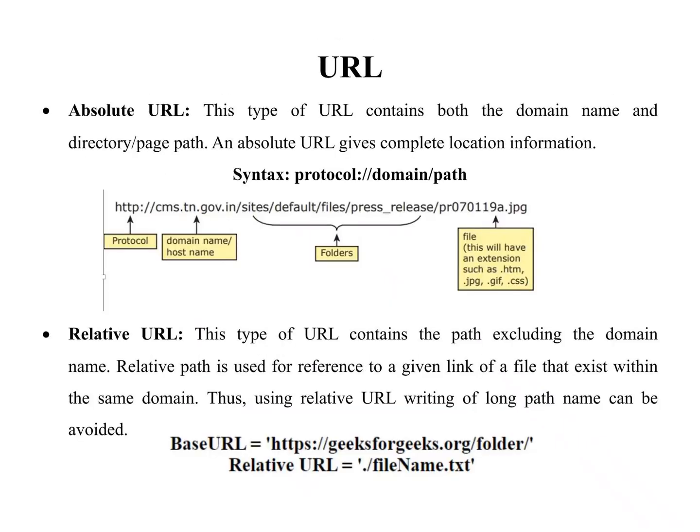In URL, there are absolute URL and relative URL. Absolute URL means it contains both the domain name and the directory page path. Here, absolute URL gives the complete location information. Let's see below the syntax of absolute URL. Next, relative URL. Relative URL means it contains the path excluding the domain name. This relative path is used for reference, to give a link to a file that exists within the same domain. For example, using this relative URL, you can avoid the long path name.